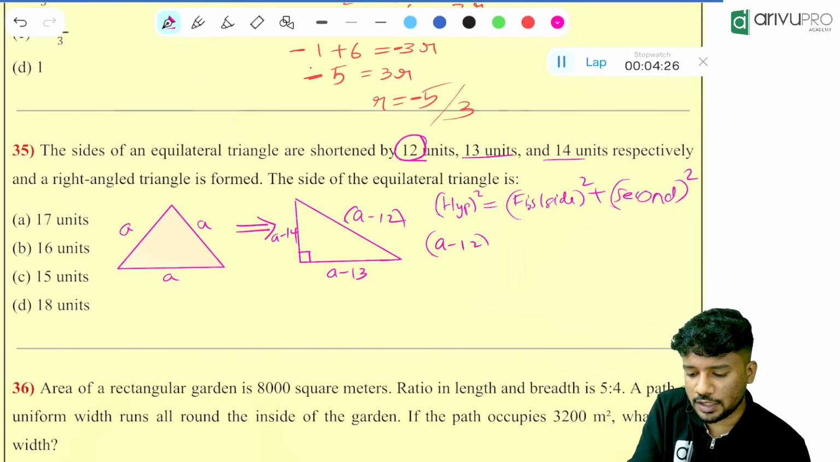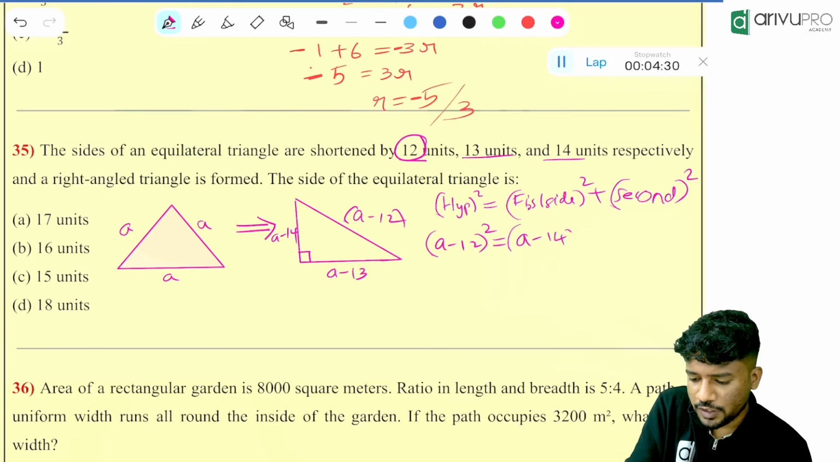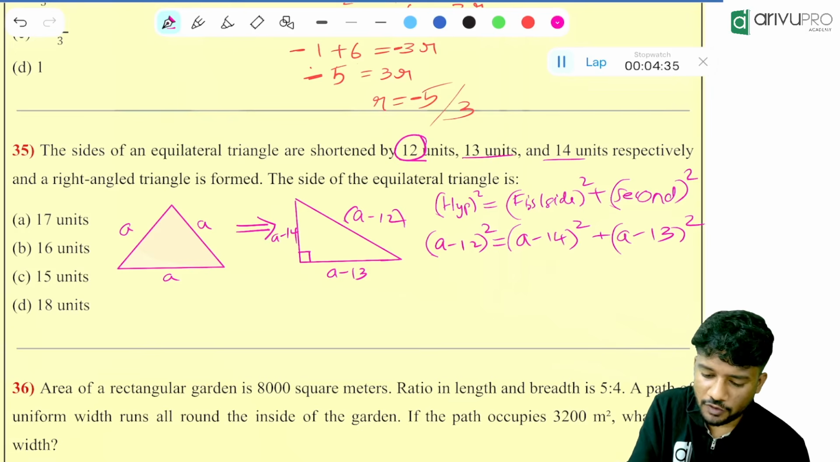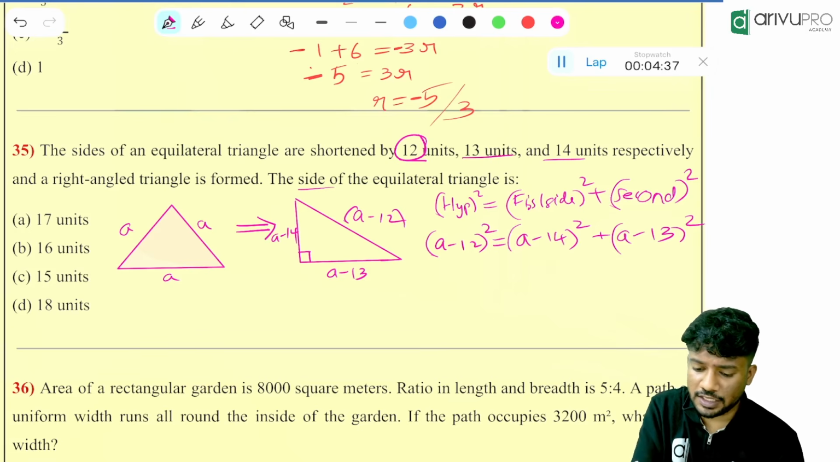A minus 12 the whole square. What is the first side? I will write it as A minus 14 the whole square. What is the second side? A minus 13 the whole square. From here we need to find the side of the equilateral triangle. That means we need to find the value of A.